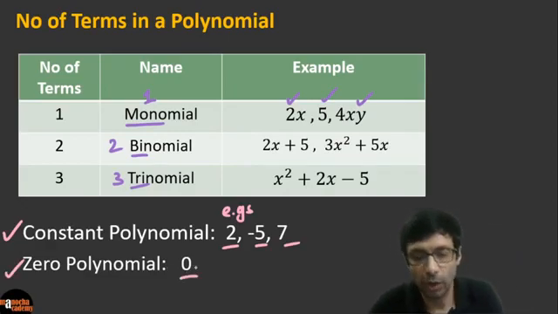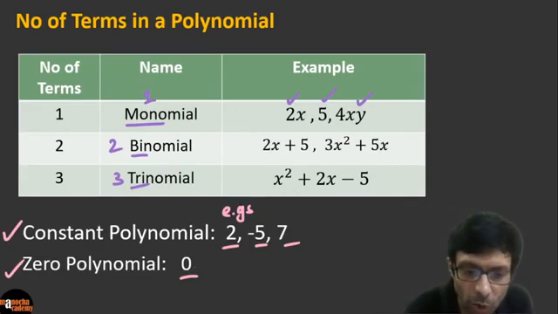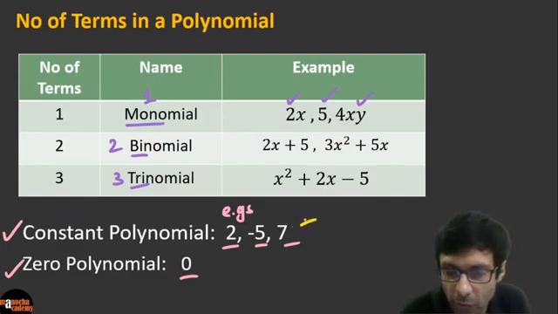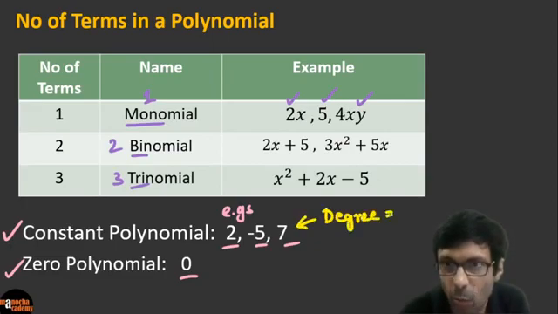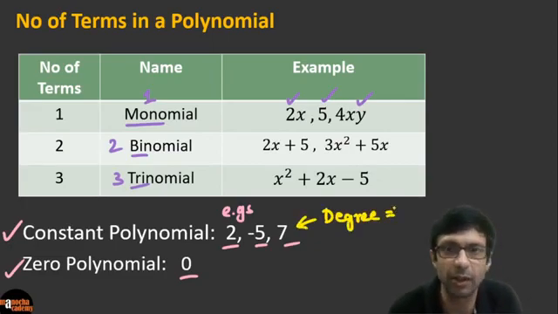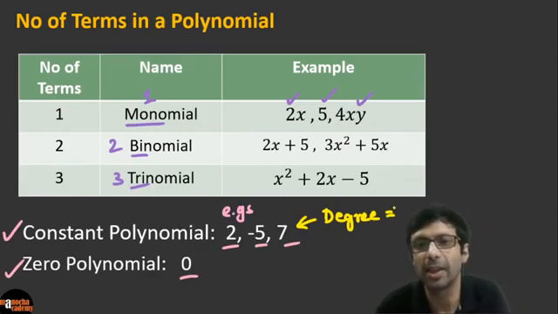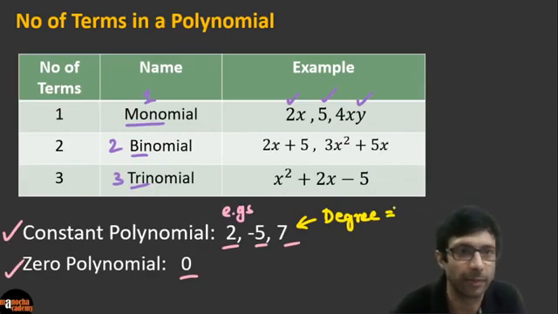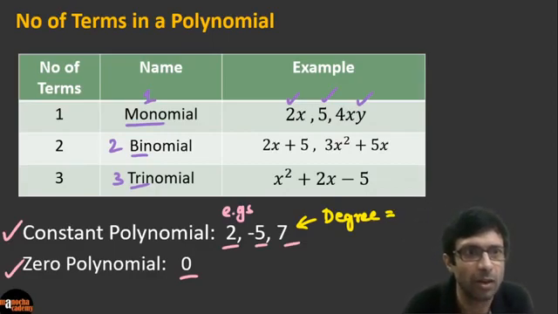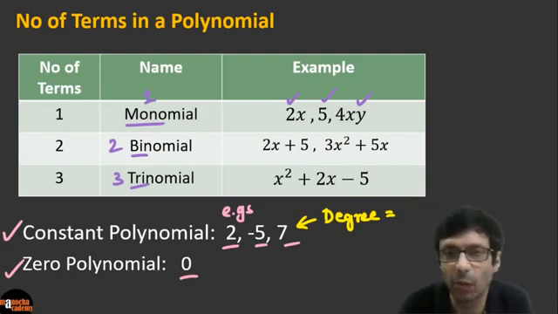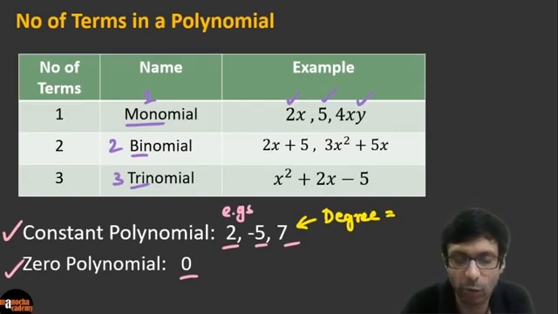Okay. Now, an interesting question. What is the degree of constant polynomials? Who can tell me what is the degree of a constant polynomial? Let's say you take the example 2. What is the degree? Very good, excellent. I'm seeing a lot of answers here. Some of you are saying 0, some of you are saying 1. So guys, decide. My question is, what is the degree of a constant polynomial?